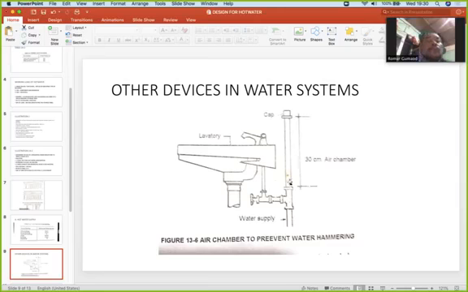Okay? Sometimes we neglect to put a chamber, no? Especially in the commercial system nowadays. That's why you will notice there's water hammering. No? There are noises inside the toilet. No? Parang may noises ba na? Ganyan.